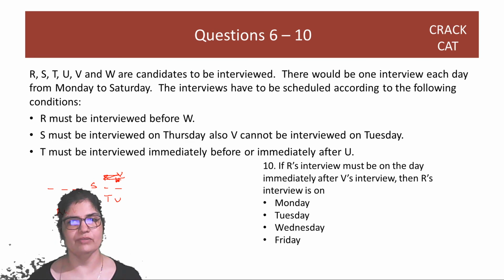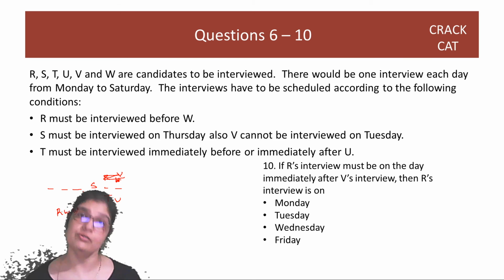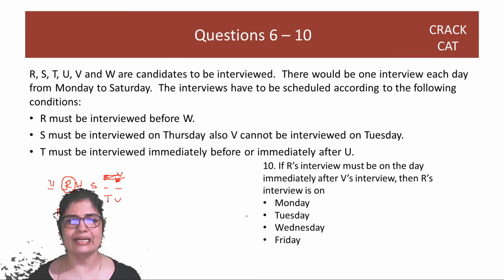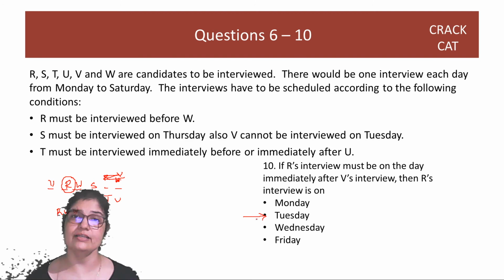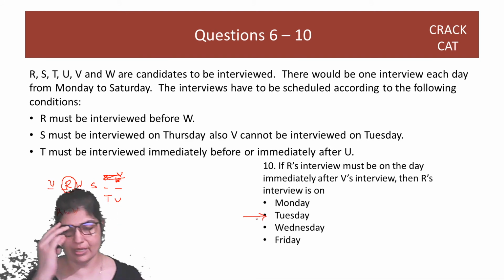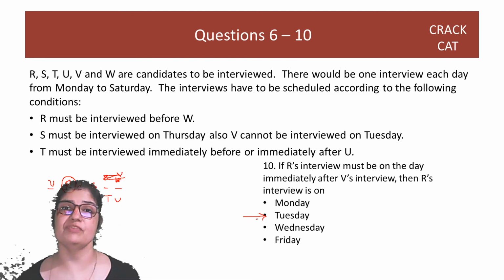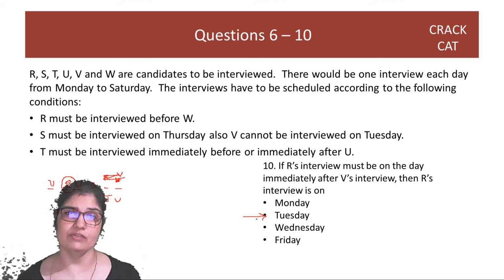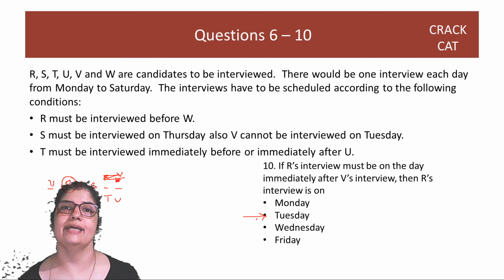R and W and V, out of which R has to be after V and before W. So the only possibility is this. After V and before W. So R is on Tuesday. So they are slightly similar questions, but this set is a little more difficult. And we learned an interesting concept of equality between variables, right? So keep that in mind when you're solving questions in both maths and DILR.